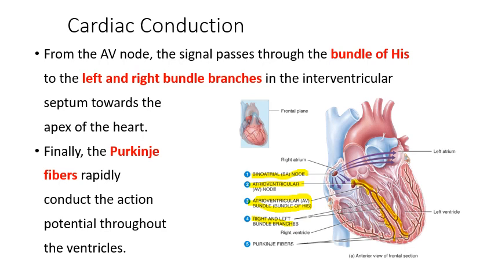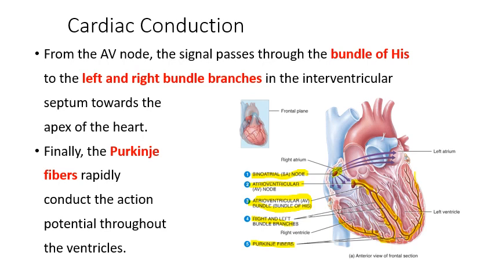apex of the heart. When we hit the apex, these fibers wrap around and go up the outside. Once the fibers start to wrap around, we're going to call them Purkinje fibers. Purkinje fibers are the ones that wrap up the bottom of the ventricle. So this is the directionality of the electrical signal.